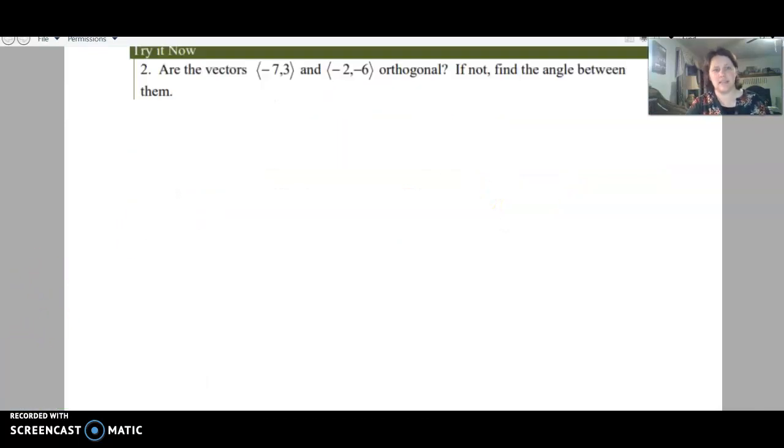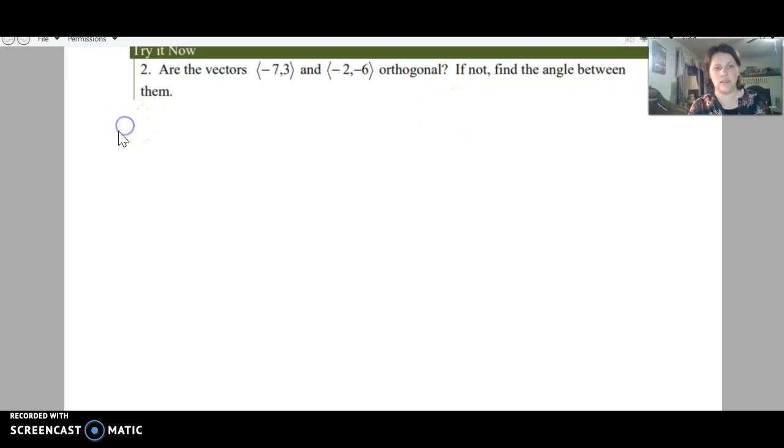Okay, so this asks us, are the vectors -7, 3 and -2, -6 orthogonal? If not, find the angle between them. So what we need is we need to know what the theta value is. So that's, again, our two-step process. We've got to use both formulas to figure that out. So first thing we need to do is figure out what the dot product is.